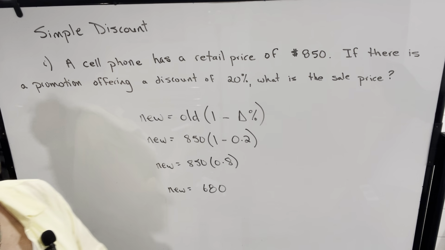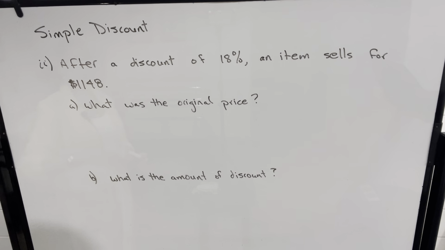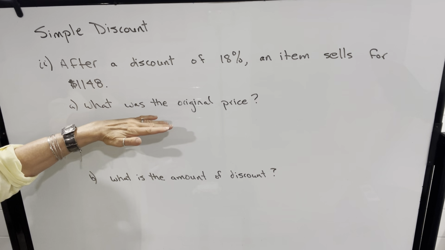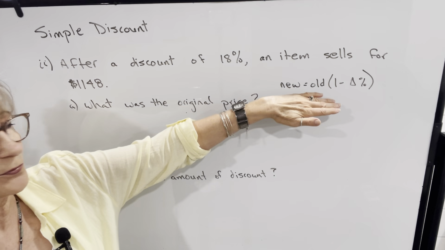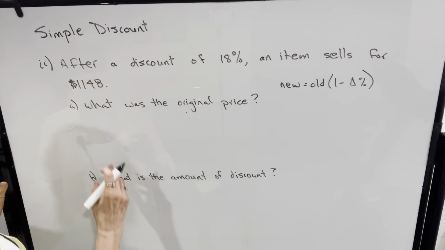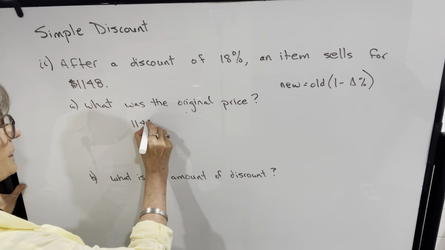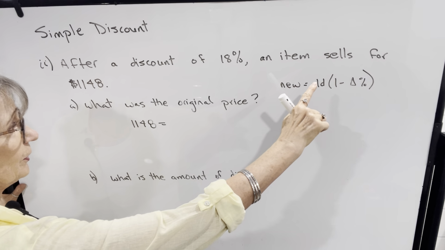Now let's look at an example where we're given the sale price and we're asked to find the retail price. In this example, we're told after a discount of 18%, an item sells for $1,148. We're asked two different things. What was the original price and what was the amount of discount? So let's start with the original price. Basically what I'm going to do is use this formula. So the new price is what we know. We know the sale price is $1,148. That will be equal to the old value or the retail value, the original price.